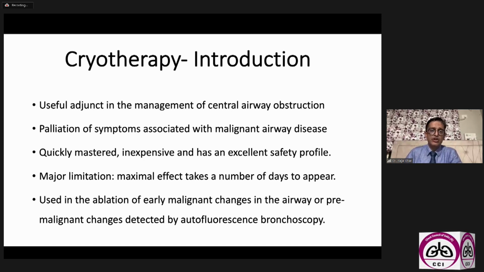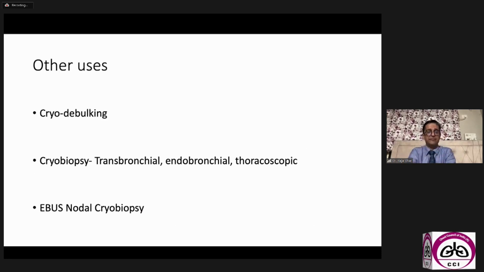However, thereafter, you see that it says that maximal effect takes a number of days to happen, and that ablation of early malignant disease in airways, early detection by autofluorescence bronchoscopy followed by ablation by cryo, is one of its uses. So remember, I said this is a meta-analysis and then a review, which was published in 2016. And I'll talk you through how things have changed since then. And it's no longer a procedure where maximal effects take a long time to happen.